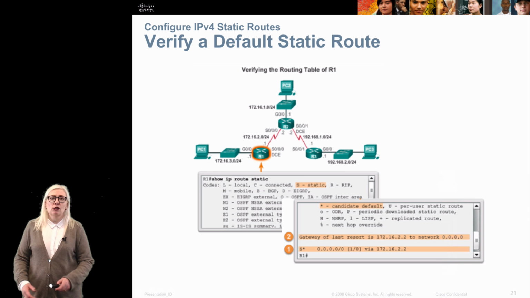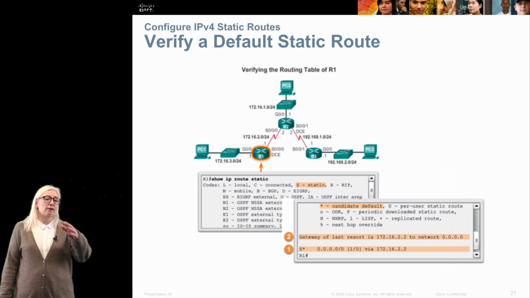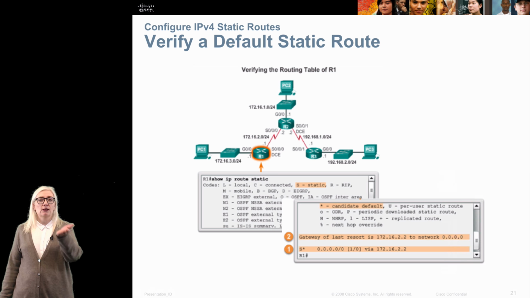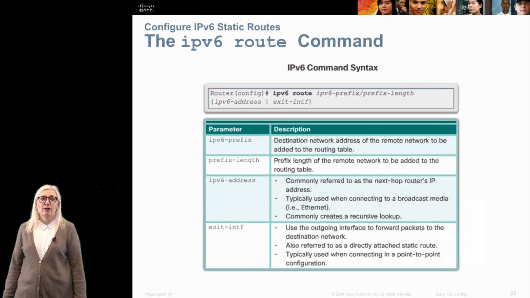This is also what is called the gateway of last resort. And you can say whenever I don't know where to send it, I will send it up to this IP address. I will see that in my routing table.